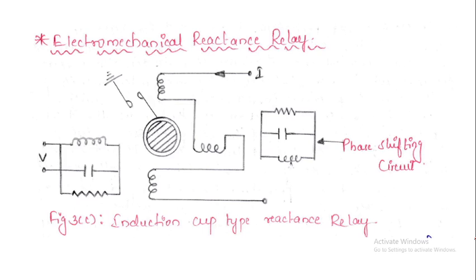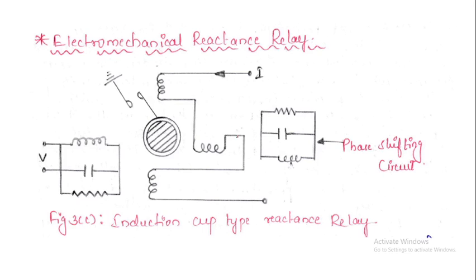As we have discussed in the induction type of relays, here it is surrounded by 4 poles: upper pole, lower pole, a right hand side pole and a left hand side pole. This is a relay consisting of the contact, and here we have provided one phase shifting circuit. The function of this circuit is to provide the phase shift as and when required.